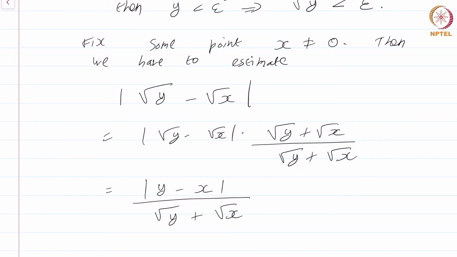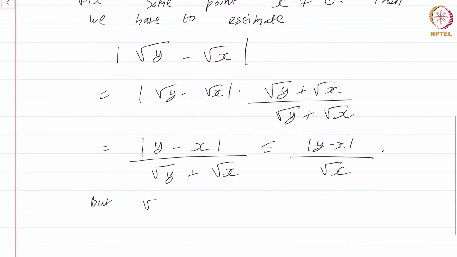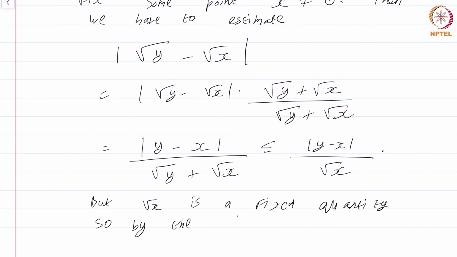Okay. Now this is certainly going to be less than mod y minus x by square root of x, because square root of y is a non-negative quantity. So I am just getting rid of something that will make the denominator larger, so I can write this inequality. But root x is a fixed quantity, right? So by the k epsilon principle, we are done.